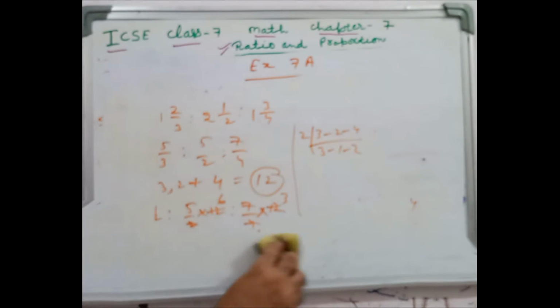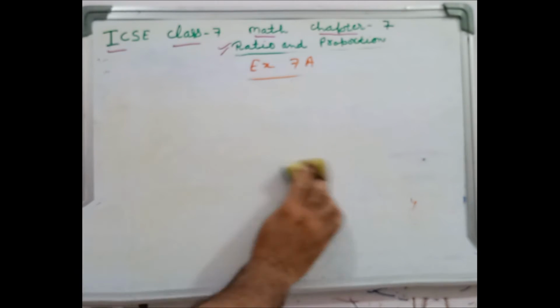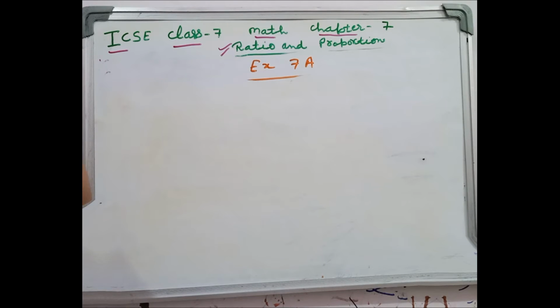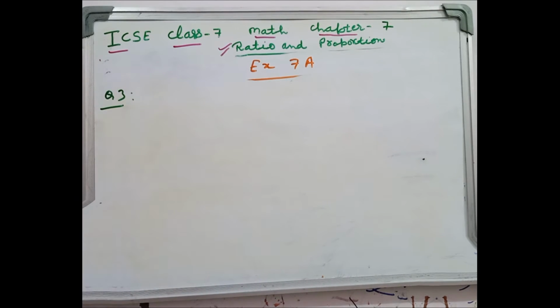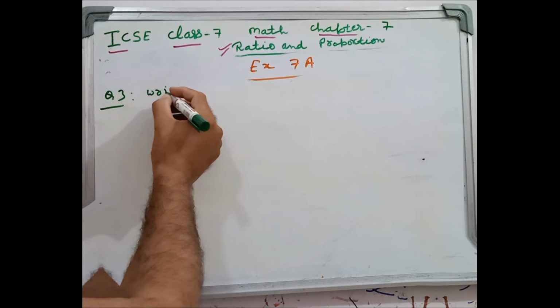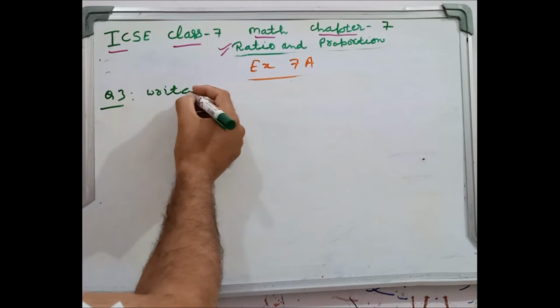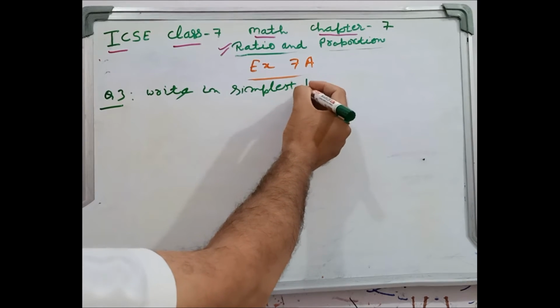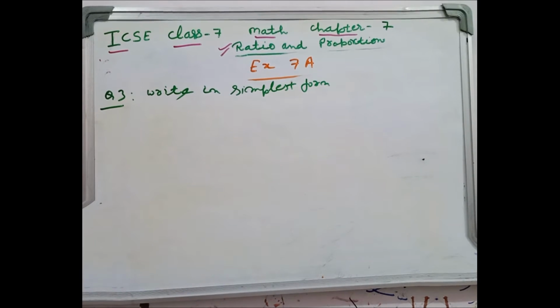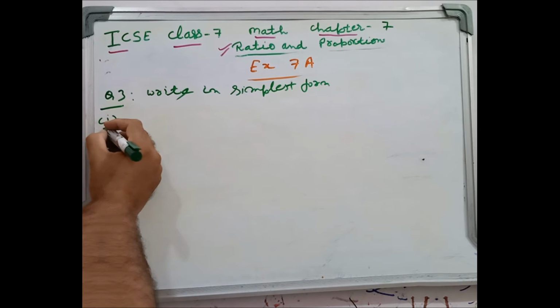Now we will move on to the remaining parts of question second. You will do them yourself. They are easy, like I have done the fifth part by taking the LCM of the denominator. Now we will move on to question third. Question third is also to write in simplest form. But here units are given.